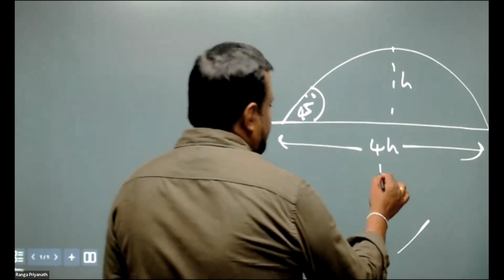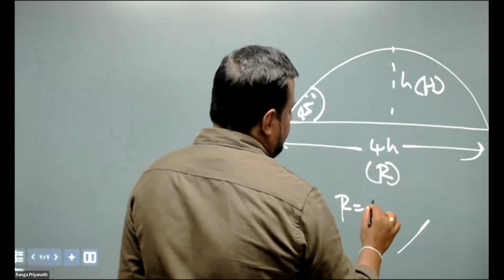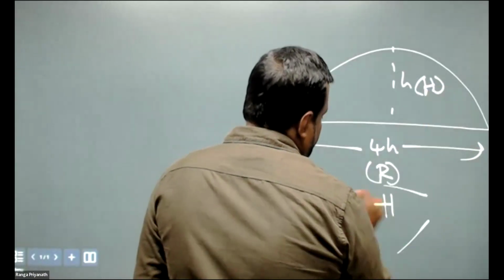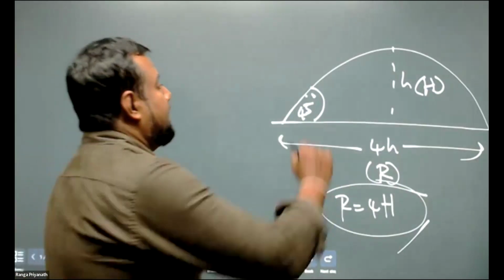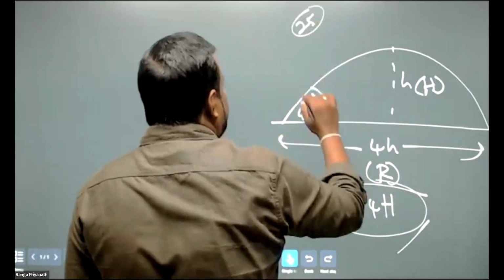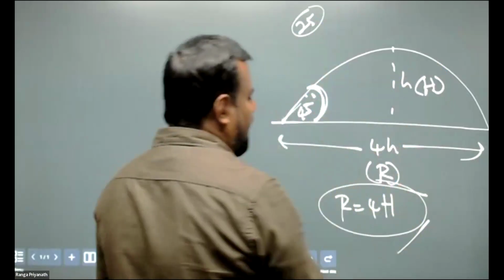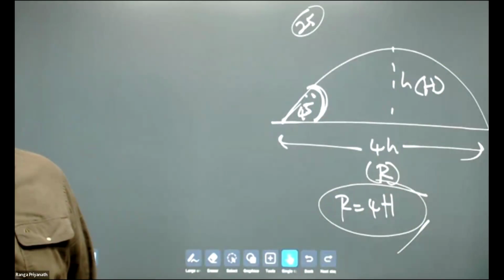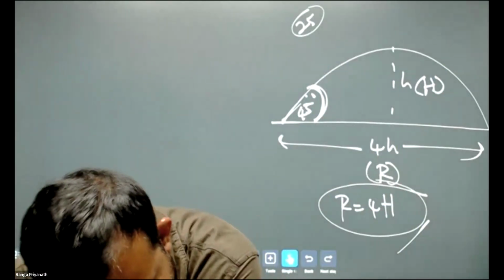If I take that as r, and add h, r is equal to 4h. This is an important relation that you need to remember. If you project with 45 degrees, the relation is r equals 4h. Understood? Right. It is the number 4.